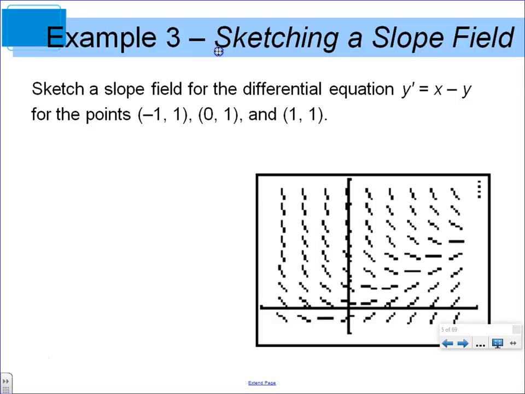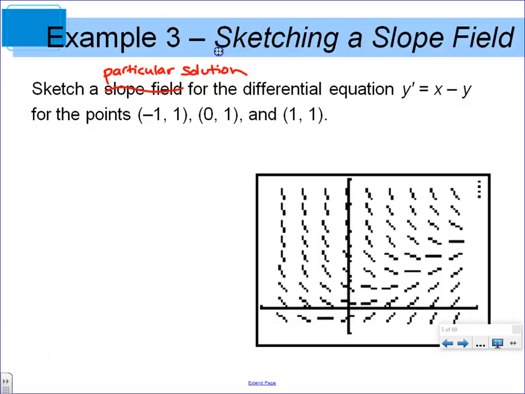So, let's say, sketch a slope field. Wait, I don't like it. Hold on. It shouldn't be a slope field, that is a slope field, right? What would be the right way of wording this question? Sketch a graph. Possible, or I'll say particular. Is that okay? A particular solution for the differential equation y prime equals x minus y for the points -1, 1, 0, 1, and 1, 1.